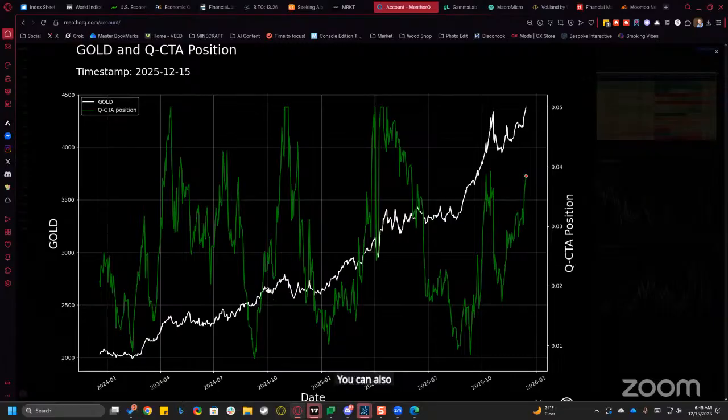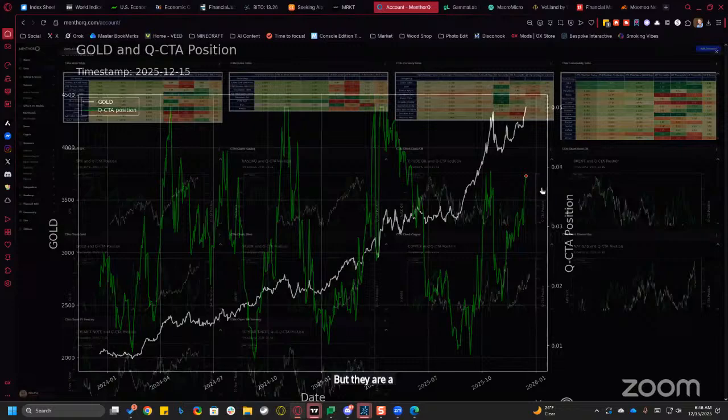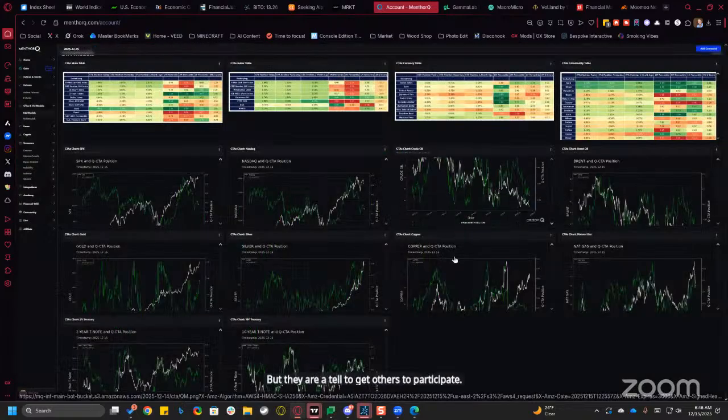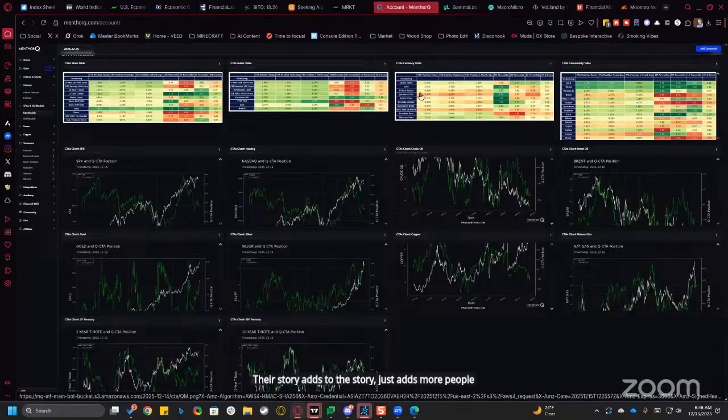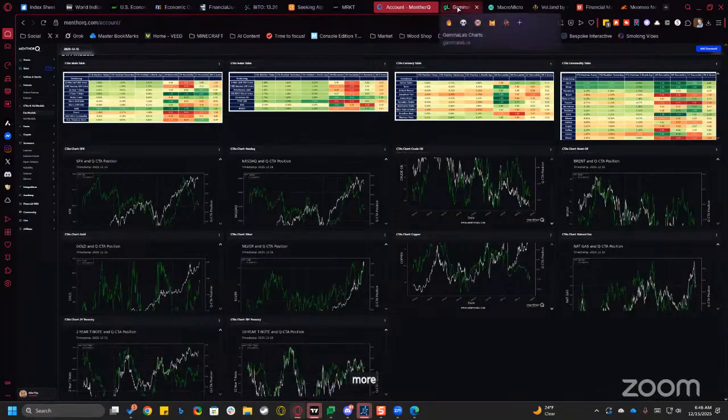You can also see back here when they got in, that doesn't mean that we're going to see gold move just because they're getting in. They were getting in here, and we were sideways through that whole allocation. So they're not going to move the markets by themselves, but they are a tell to get others to participate. Their story adds to the story. It just adds more people, right? More buys.